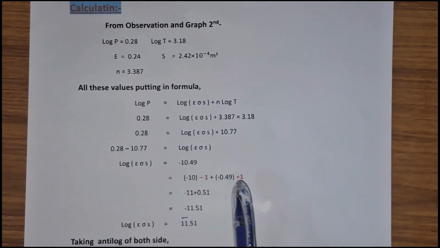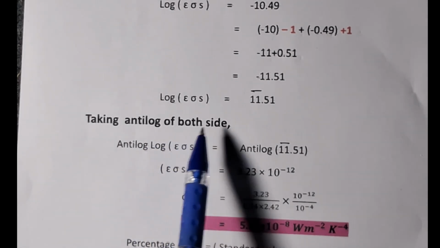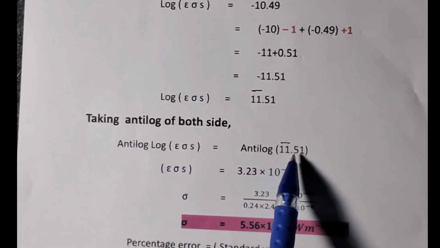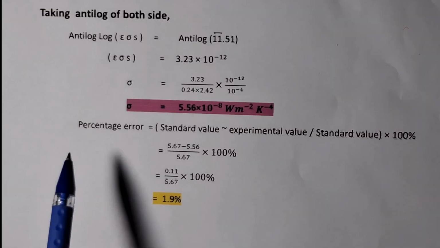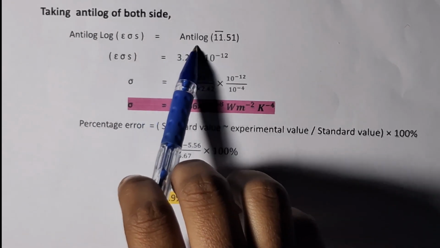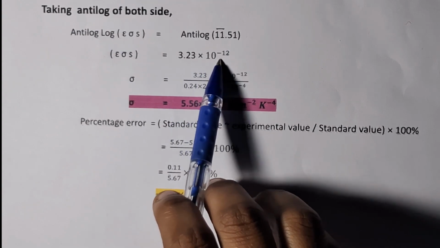One is reduced and one is subtracted. So minus 10 minus 1 plus 0.49 plus 1 is equal to minus 11 plus 0.51, which is minus 11.51. Then log epsilon sigma S is equal to bar 11.51. Taking the antilog of both sides, the antilog and log cancel each other. Then epsilon sigma S is equal to the antilog of 11.51, which is 3.23 into 10 to the power minus 12.